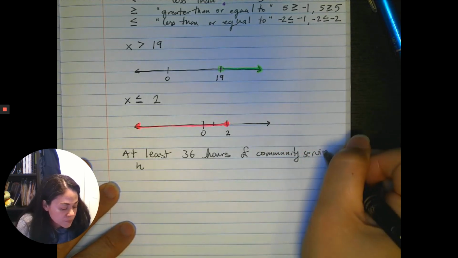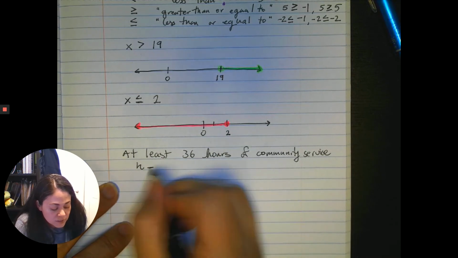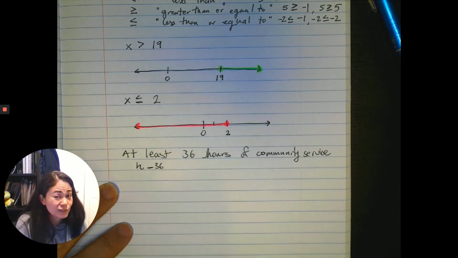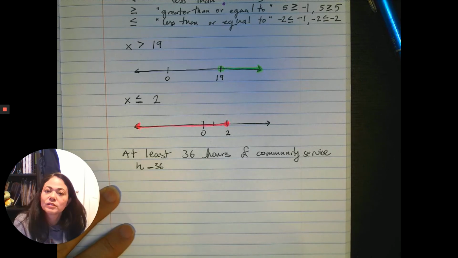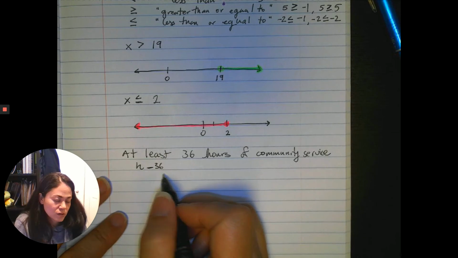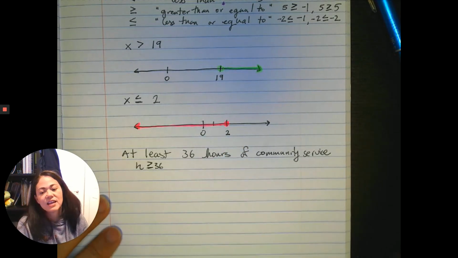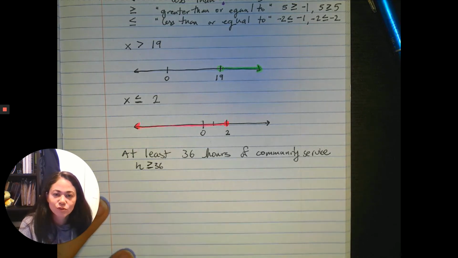Now, H could be equal to 36, but you could also do more, right? If you did 40 hours, you would totally be meeting the requirement. So you could do 36 hours, but you could also do anything greater than 36 hours. So in this case, H is greater than or equal to 36.